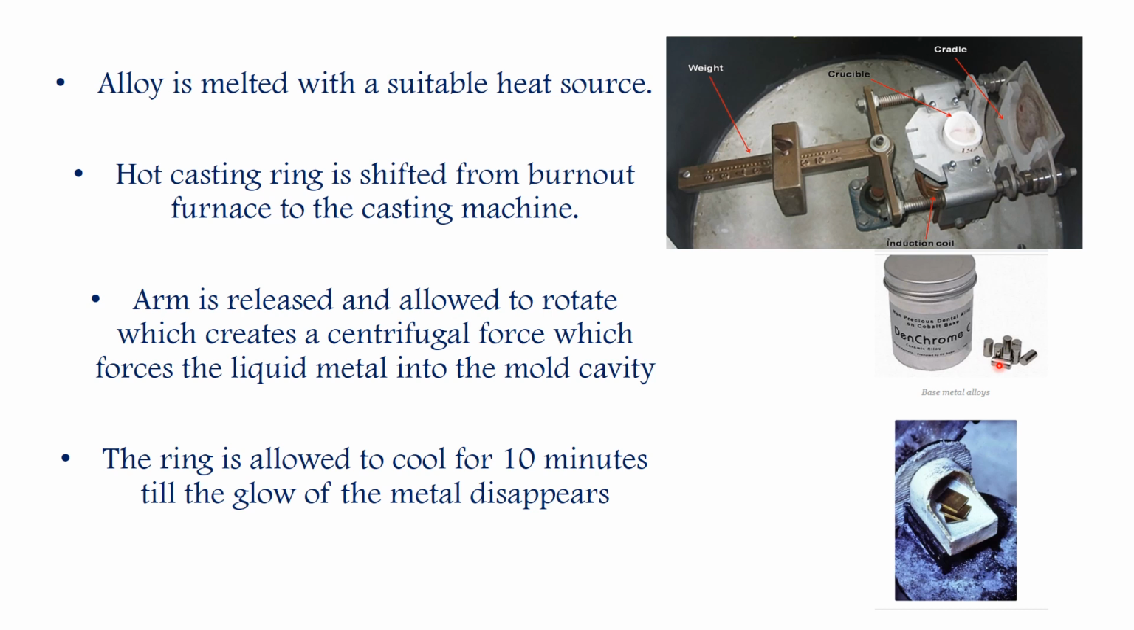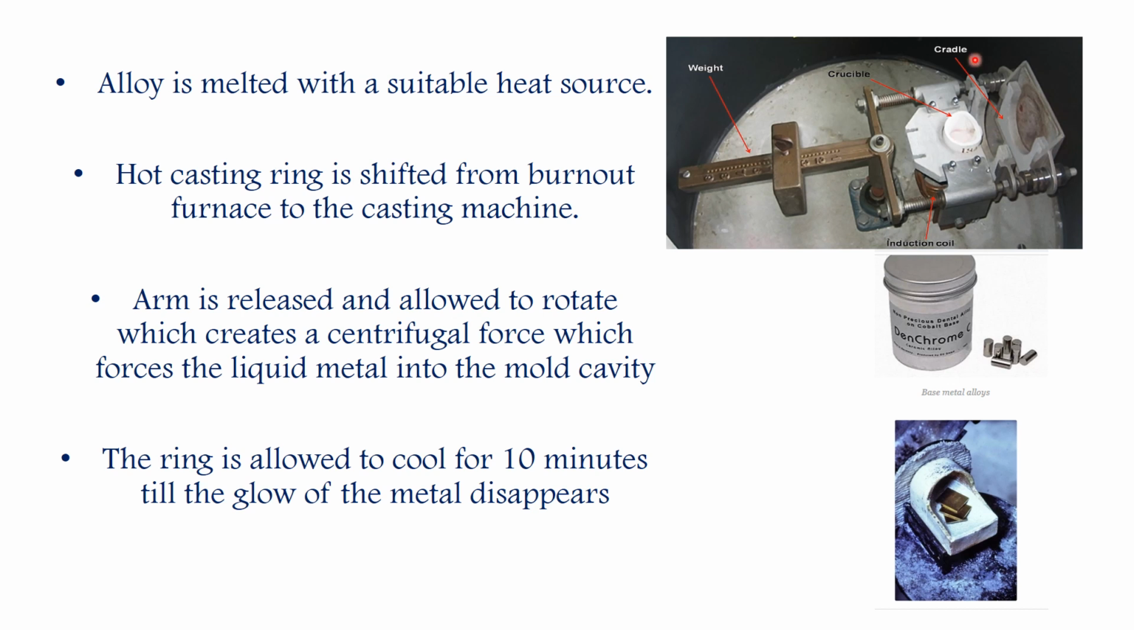Using a suitable heat source. Whatever the type of machine is there, suppose it is a torch melt machine, then the heat source will be a torch. So a particular heat source will melt the alloy. You have to place your alloy into this crucible area, and a particular heat source will be applied which will melt the alloy.